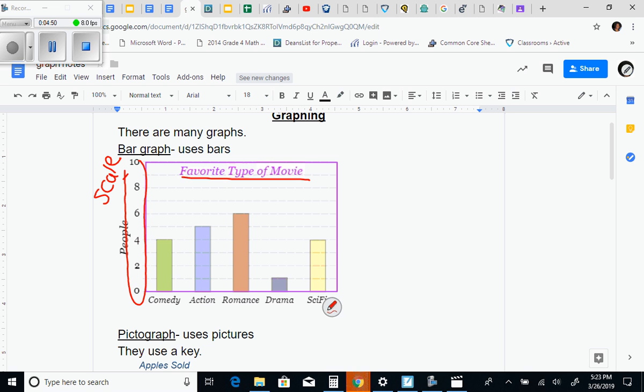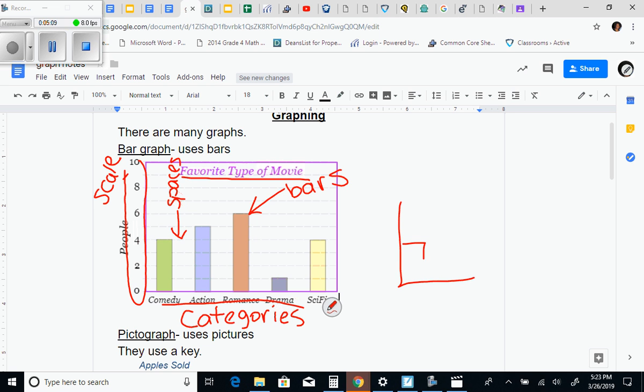It has categories. It has bars, and spaces between the bars. If it doesn't have spaces and it kind of looks like this, it is a different type of graph called a histogram.